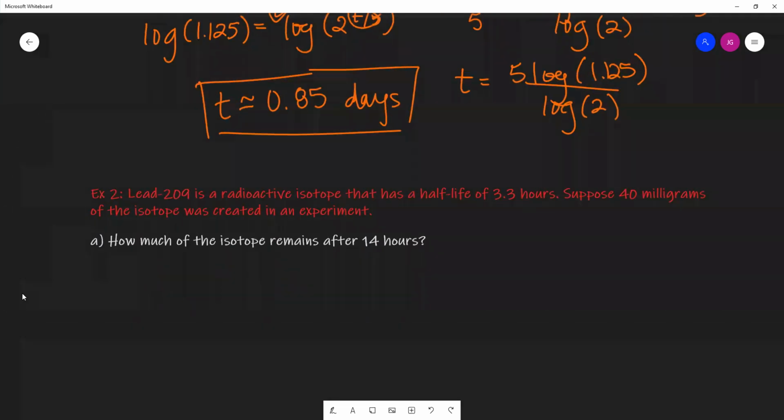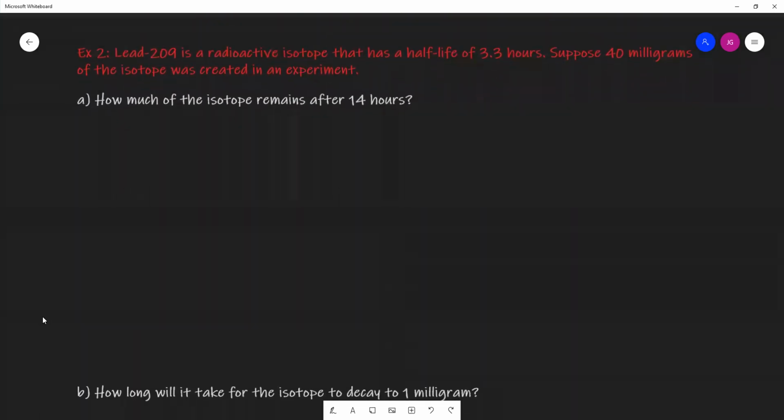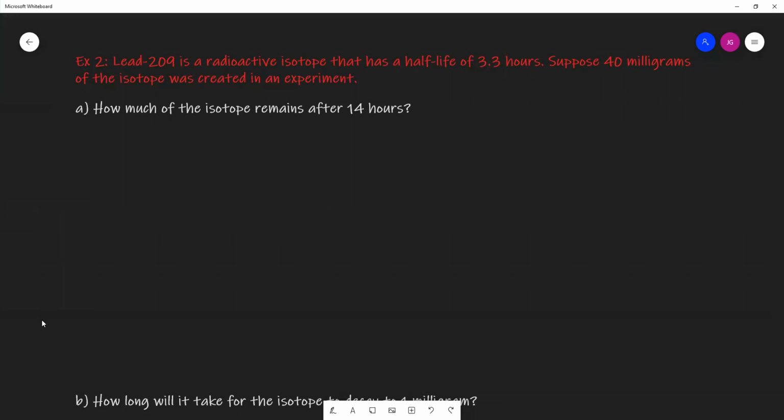Now let's do an example using the half-life. Example 2, so lead-209 is a radioactive isotope that has a half-life of 3.3 hours, okay, making note of our units for our half-life in this case, because it'll be the same idea where our t should match up the units of the half-life. Suppose 40 milligrams of the isotope was created in an experiment, okay? Starting question is how much of the isotope remains after 14 hours?